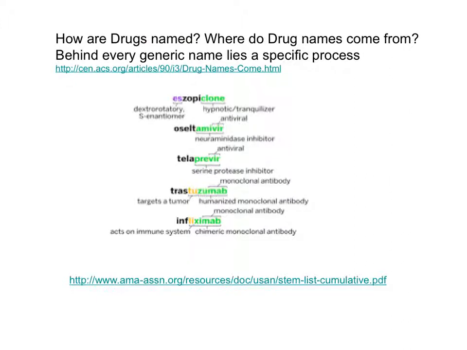Now you may have wondered how drugs are named. Note that the prefix and suffix have specific meanings. For example, VIR is antiviral, MAB is monoclonal antibody. And check out this list if you're more interested in how drugs are named.